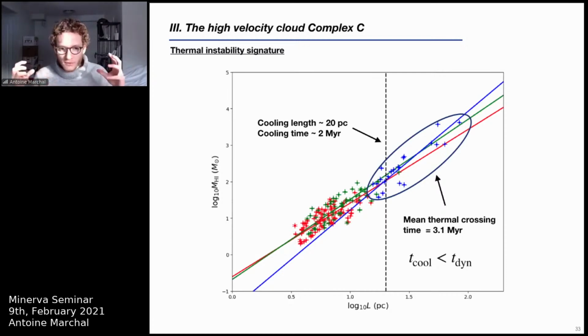You don't have enough time, or you don't cool efficiently enough to be able to condense the gas, and the condensation mode of thermal instability cannot grow freely. It's kind of inhibited.